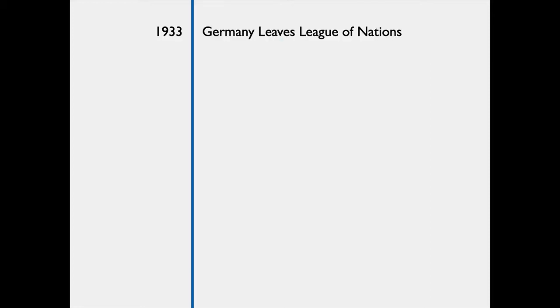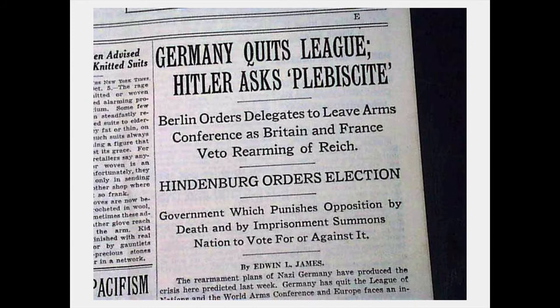So in 1933, they leave the League of Nations. One of the first things that Germany does is to leave the League of Nations, because the League of Nations, remember, was this international peacekeeping body that was designed to prevent war. So Germany leaves the League of Nations, which is a very early announcement that they're not going to be playing by the same rules anymore.